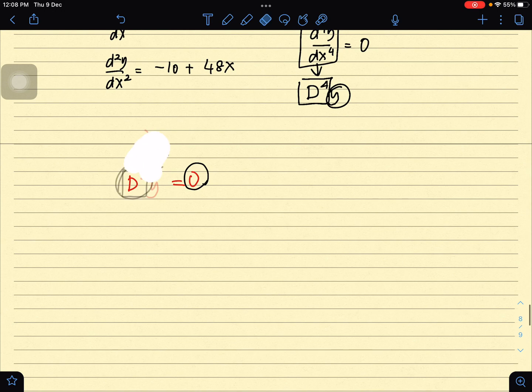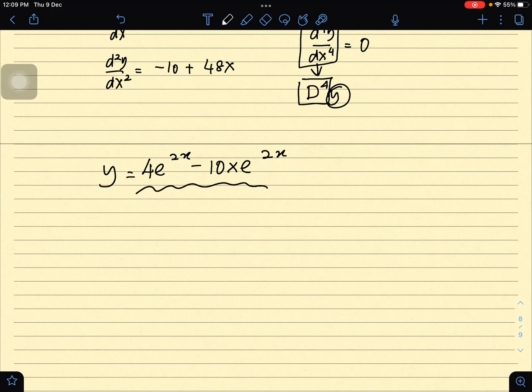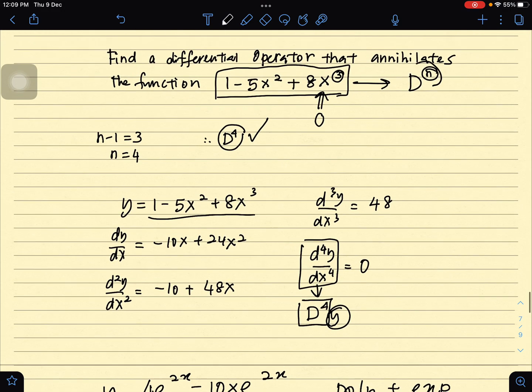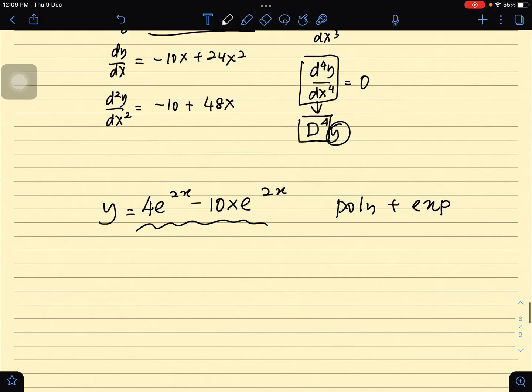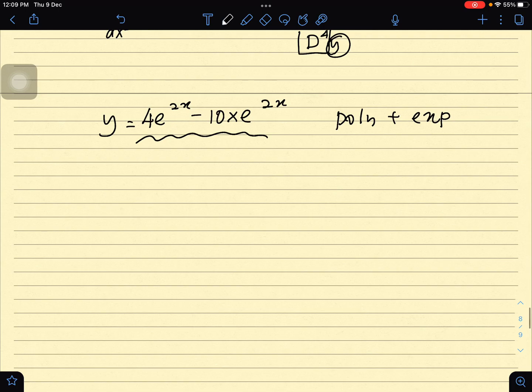Let's see another example. Find a differential operator that annihilates the given function, which is 4 exponent 2x minus 10x exponent 2x. Okay, you do not need to count how many functions you have, but you only need to know what is the type of the function that you have here. So now in this function y, you only have the polynomial plus the exponent. So we know if it's only a polynomial, the differential operator will be d to the power of n. But if it's a polynomial plus exponential, the differential operator will be d minus alpha to the power of n.